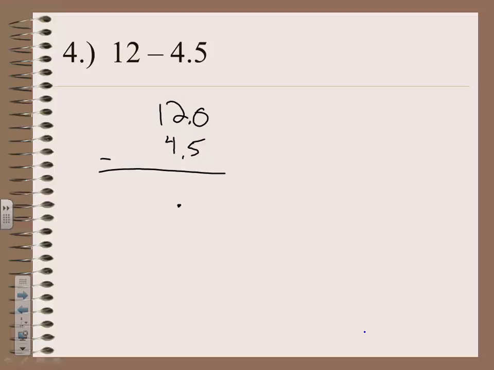Bring your decimal down. 0 minus 5 I'm not doing. I'm not borrowing from the 2 and taking an hour to do this. I'm going to borrow from the 12. If I take 1 from 12, it becomes 11. If I bring that 1 with me, it's a 10. 10 minus 5 is 5. 11 minus 4 is 7. 7.5 or 7 and 5 tenths.